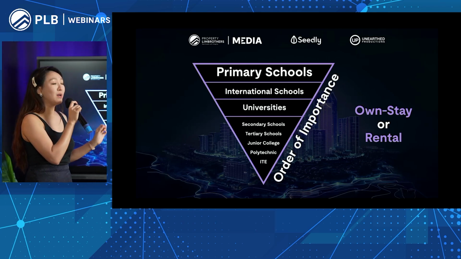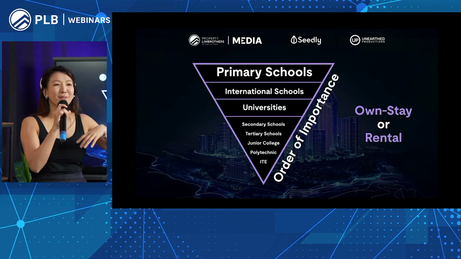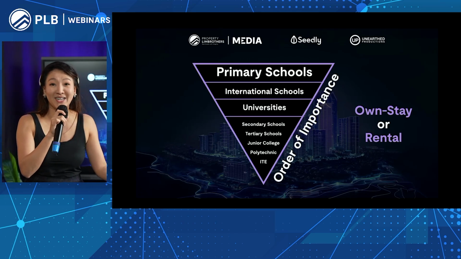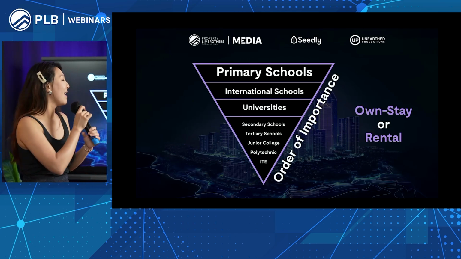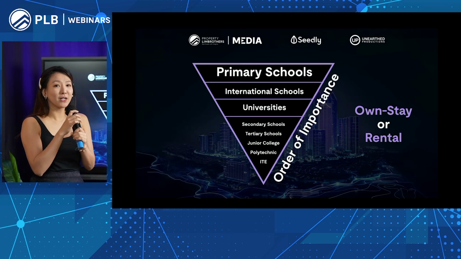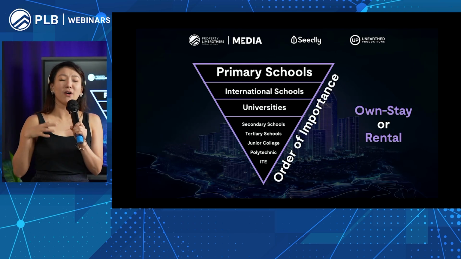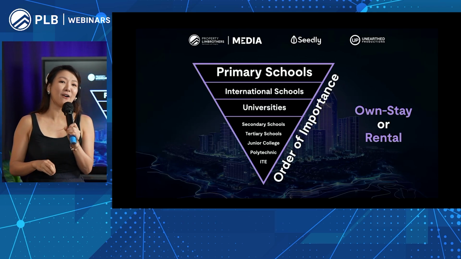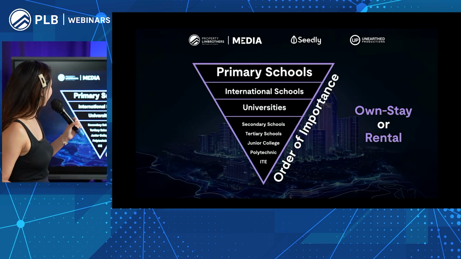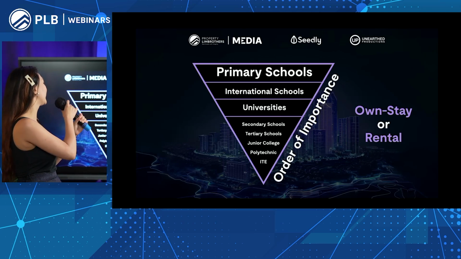Number 3 would be university. Of course, I'm not saying that students who study in a university will definitely buy a property there just to study or work there. But for university, we are aiming for the rental, because more often than not, the number of accommodations in the unit itself may not meet the demand of the number of students there. So over here, we're talking about the rental.